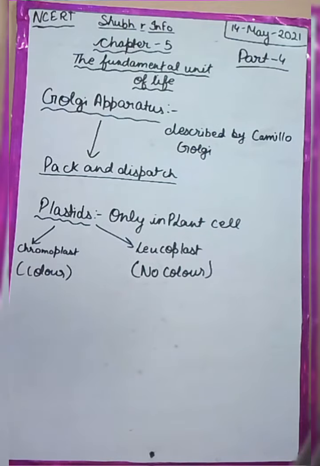I have written it on the board. It is Golgi apparatus. You just have to remember its name. It was discovered by Camillo Golgi only. Why did he keep the name Golgi apparatus? Because his name was also Golgi. So that's why he kept the name the same.